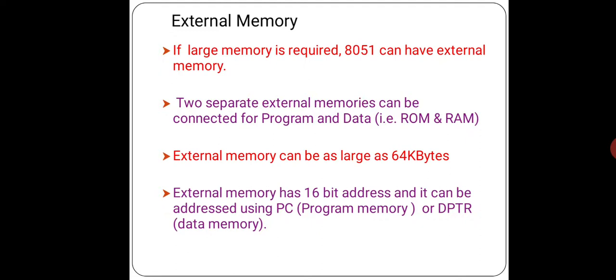External memory has a 16-bit address, and it can be addressed using the program counter in program memory or the data pointer in data memory. PC stands for program counter. So what does it mean? External memory has a 16-bit address, which means by making use of this 16-bit address you can connect a memory up to 64 kilobytes. How this 16 is related to 64, I will show you in my third slide. Okay, how this 16 will become 64 kilobytes of space.